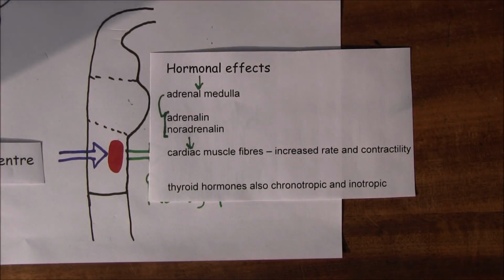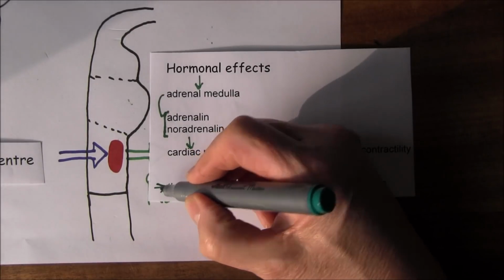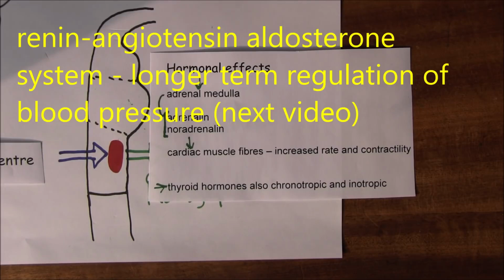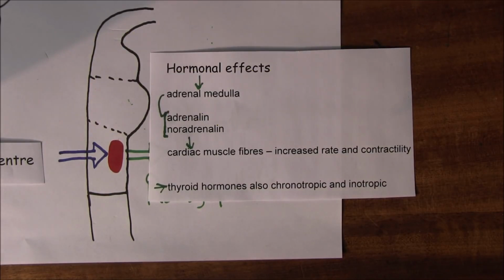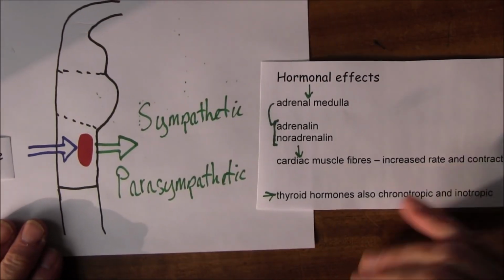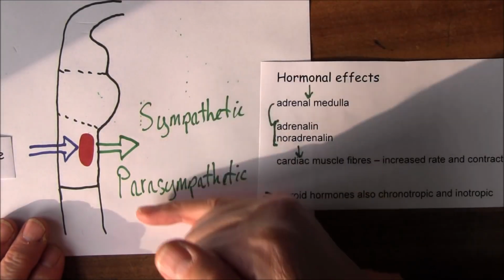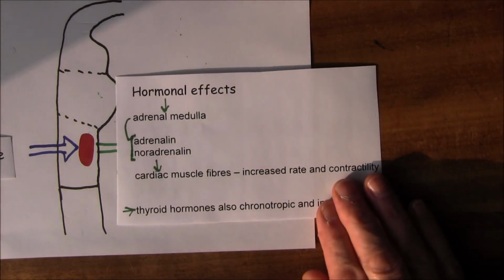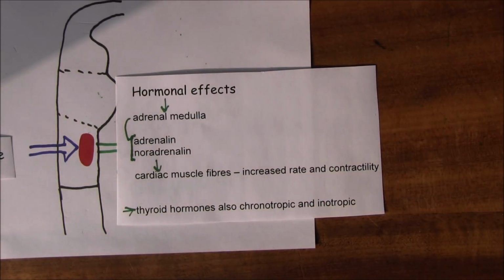More slowly acting is the thyroid hormone. Thyroid hormone will also have a chronotropic and an inotropic effect, but that will work more slowly. The other main hormonal effect we're going to look at is the renin, angiotensin, aldosterone system, which is significantly longer acting. So really the effects we've looked at here, the sympathetic and the parasympathetic outflow, are second by second moderation of cardiac activity. This is minute by minute. And the renin, angiotensin, aldosterone system is hour by hour and day by day.